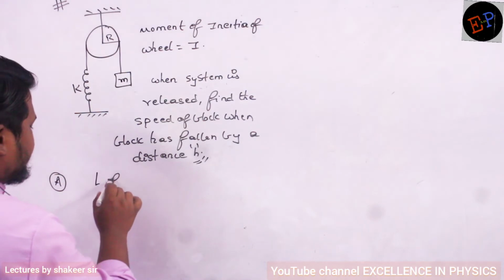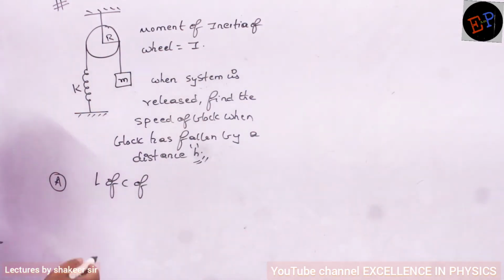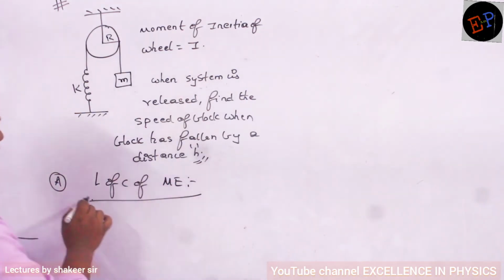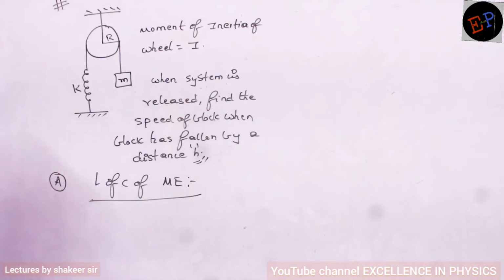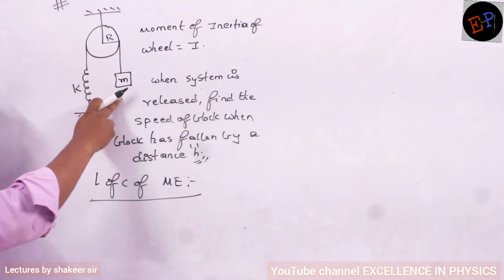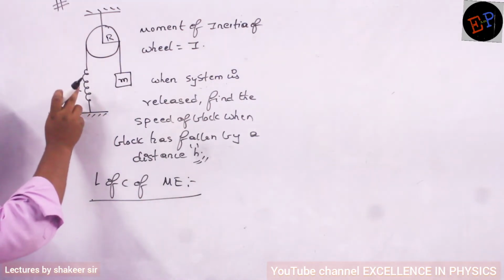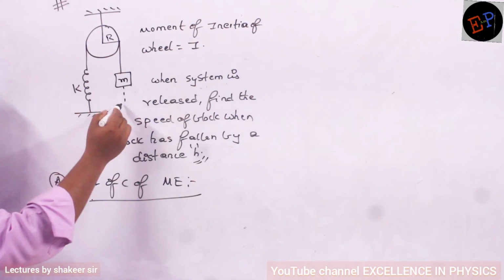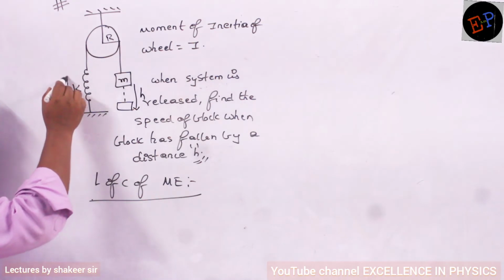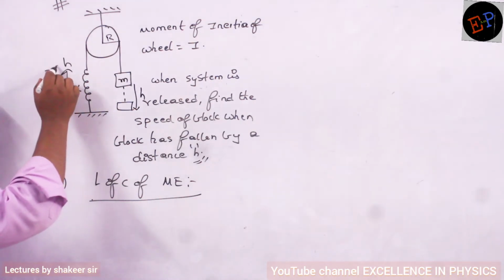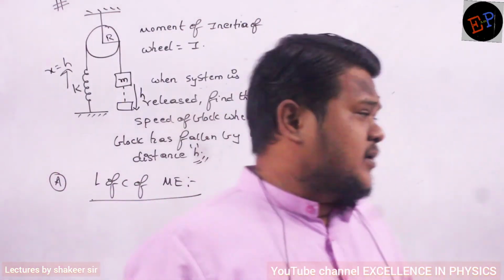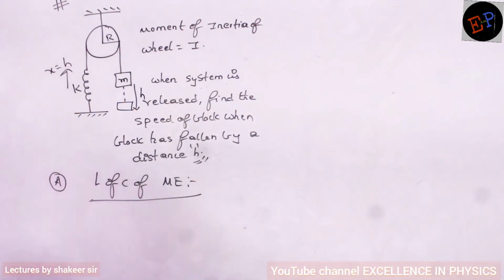Law of conservation of which energy? Energy or mechanical energy? Law of conservation of mechanical energy I can use here. How can you say? See, this mass is being attracted by earth, no? So here gravitational force is acting, and spring will elongate, no? When mass falls down by a distance of h. Clear, no? When it falls by a distance of h, spring also elongates by a distance of h only. So x value will be equal to h. Elongation in the spring also will be h only, no? And spring will develop a restoring force. Are you able to understand?